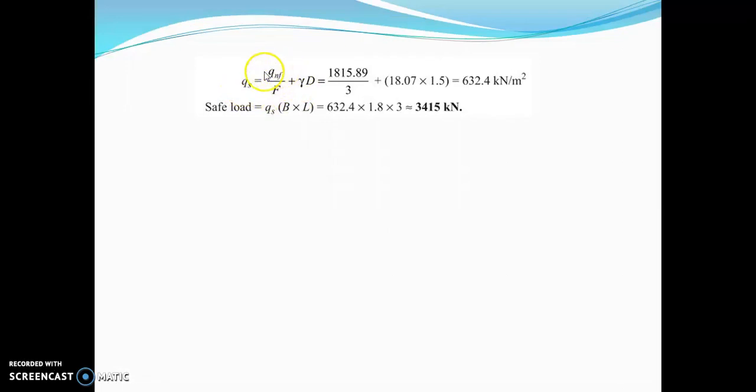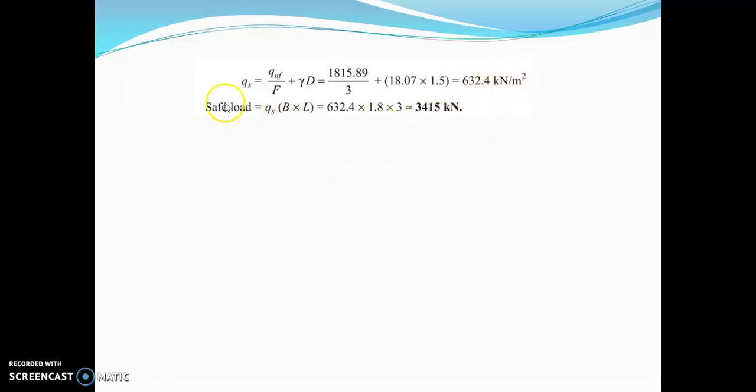Alright, and then when you apply the factor of safety, we get SBC. Now Qnf is what? Ultimate bearing capacity. Qs is what? Safe bearing capacity. Right? So Qnf divided by F plus the surcharge gives you SBC. Safe load will be SBC into area. That is around 3415 kilonewton. So if the question is only to find the SBC, your problem ends here.